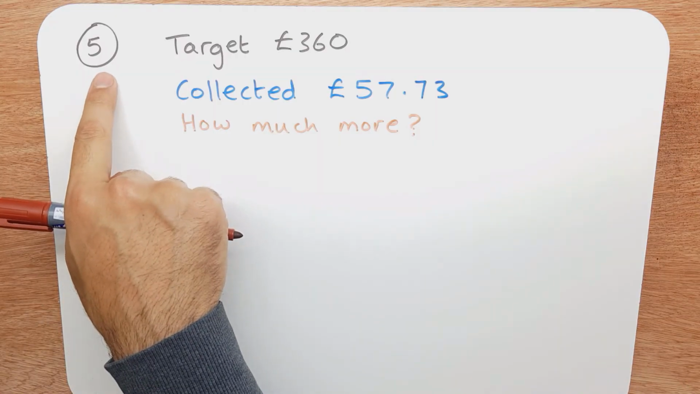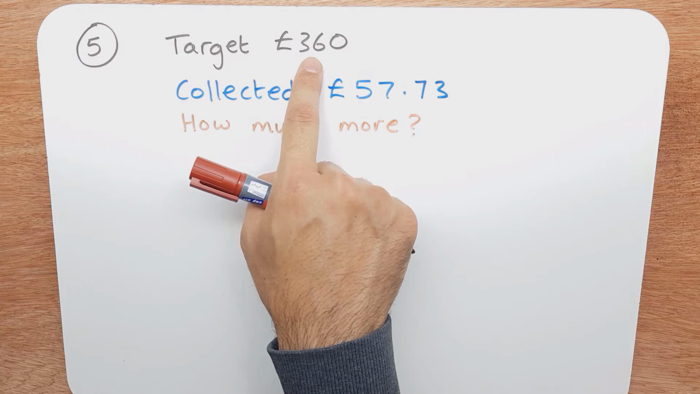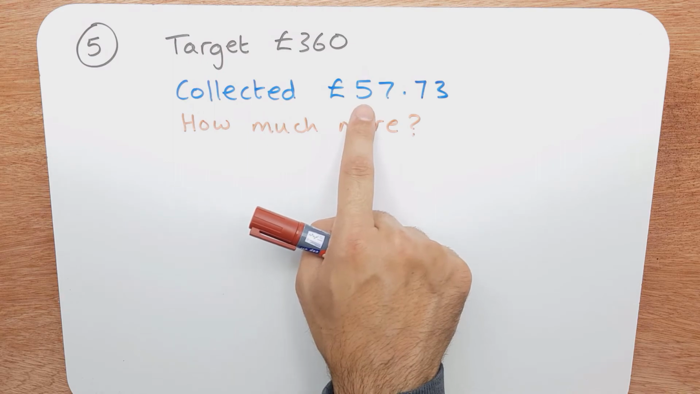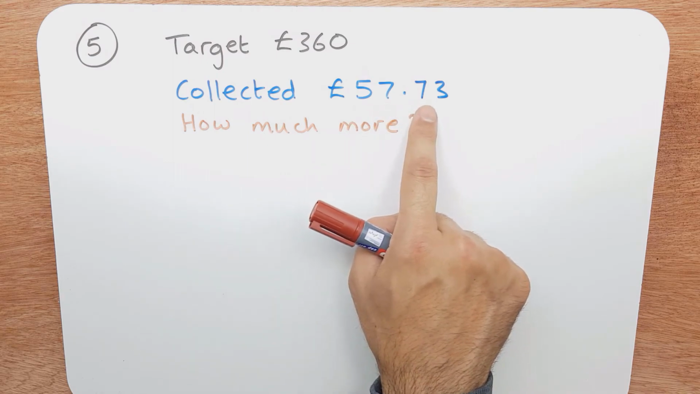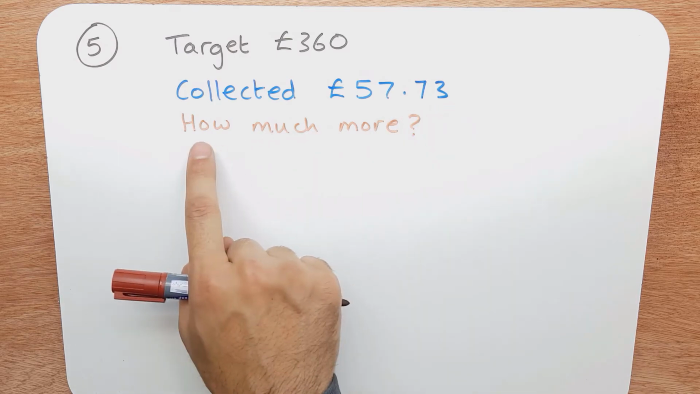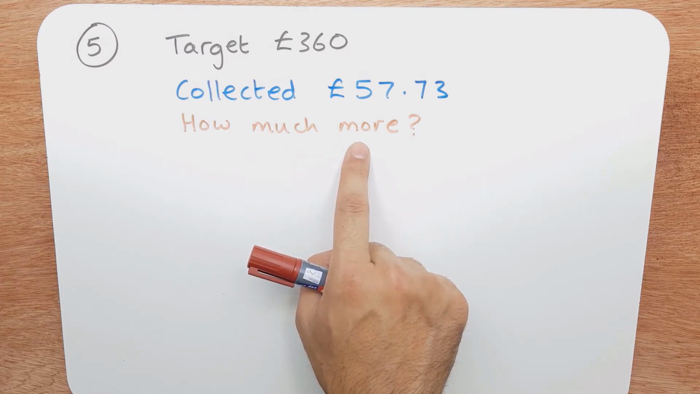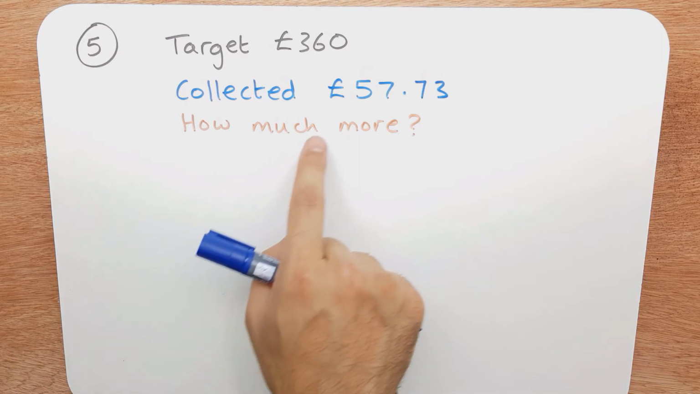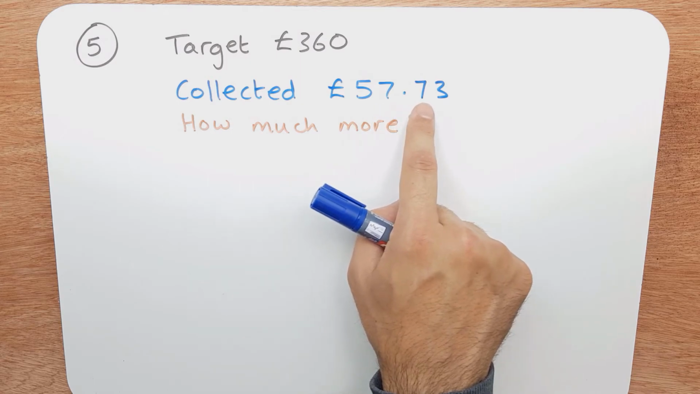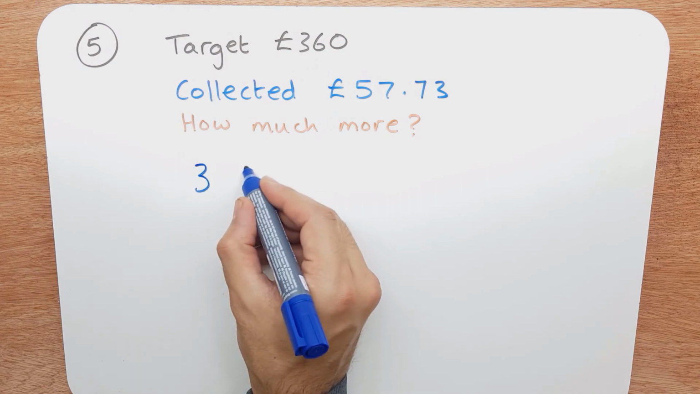In question 5, we're told that school children have set a target of raising £360 for charity, and so far they have collected £57.73. And the question is asking, how much more do they need to reach their target? So with this question, we're going to do a simple subtraction. We're going to take away £57.73 from £360. So let's write that in columns.